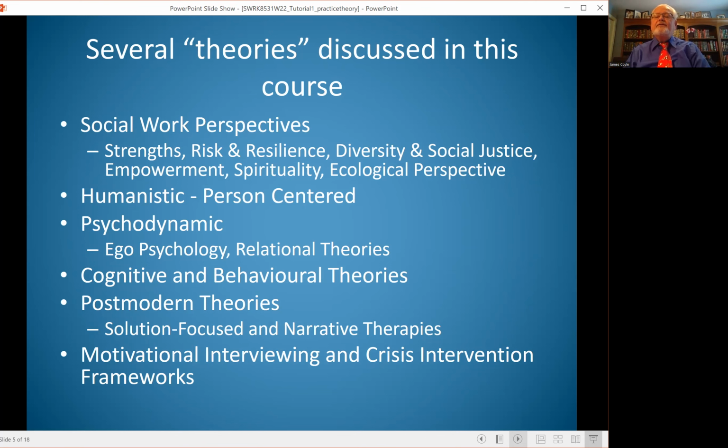Postmodern theories have refuted the belief that there is one way of looking at things. They are really about people's way of interpreting meaning for their world as affecting how people's reality is defined. Solution-focused and narrative therapies follow this theoretical perspective. We're going to talk about motivational interviewing and crisis intervention frameworks, which are very specific frameworks or models for working with different client problems, and they can be very helpful.